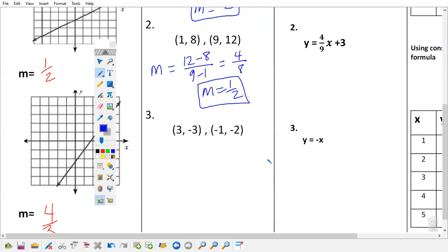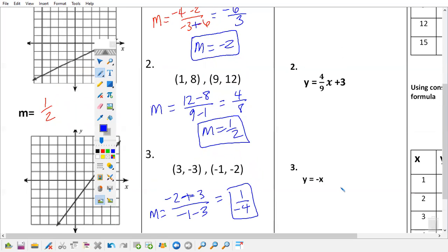Okay. All right. On number 3, what do we get? Negative 1 over 4. Okay. So we got negative 2 minus negative 3 over negative 1 minus 3. A negative times a negative is a positive. So that means we have positive 1 over negative 4. And so our slope is negative 1/4. Okay.